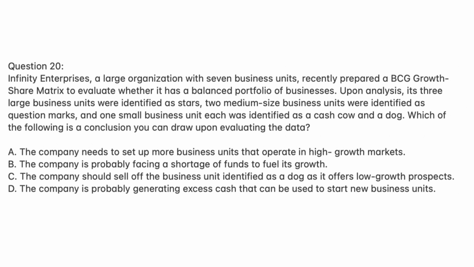A. The company needs to set up more business units that operate in high-growth markets. B. The company is probably facing a shortage of funds to fuel its growth. C. The company should sell off the business unit identified as a dog as it offers low-growth prospects. D. The company is probably generating excess cash that can be used to start new business units.